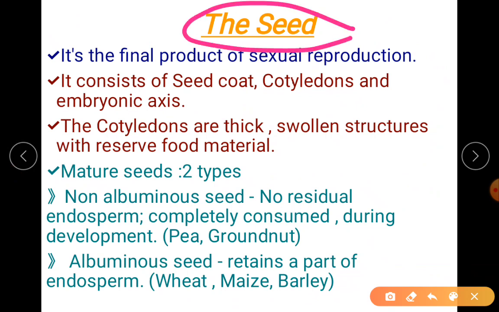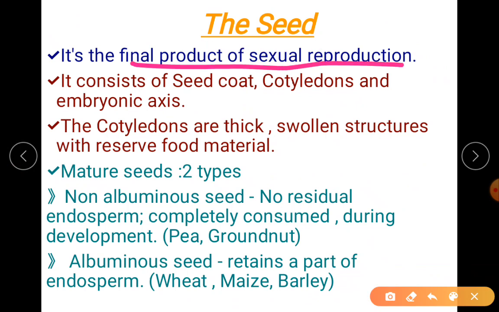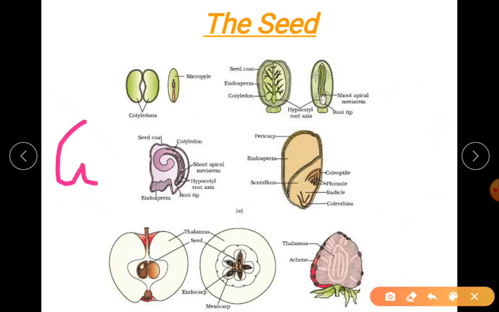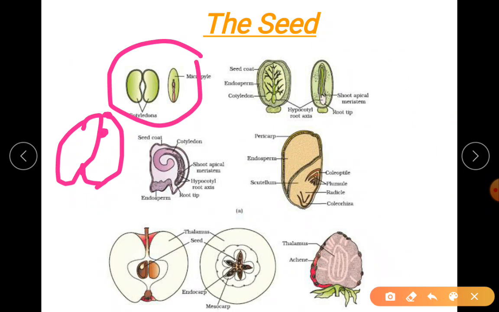Coming to the seed, it is your final product of sexual reproduction. It consists of seed coat, cotyledons, and embryonic axis. So let me just show you first about the seed. You all know about your chickpea, right? Let me just try to draw here. So you might have seen a chickpea like this, not Bengal gram, you all know Bengal gram.